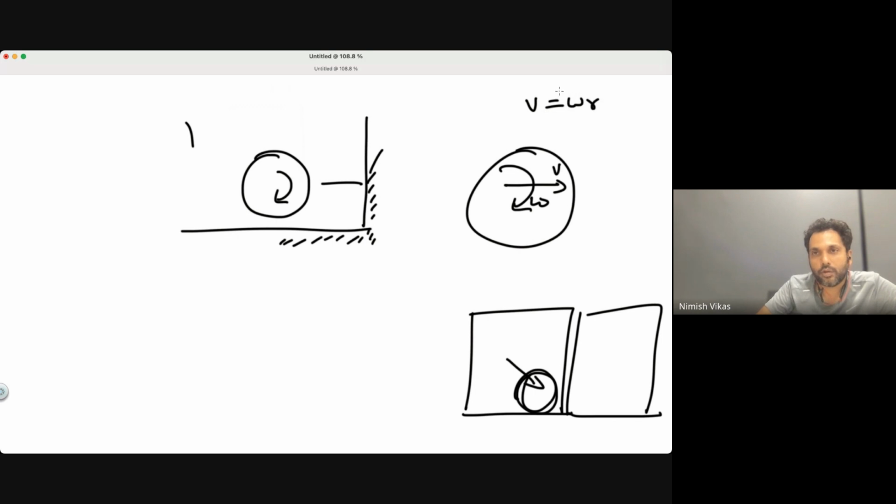Either omega is more or v is more. And then what is the ultimate pure rolling velocity? Is that clear? That will be one before this question. Two questions are there, one after the other, of the same concept.